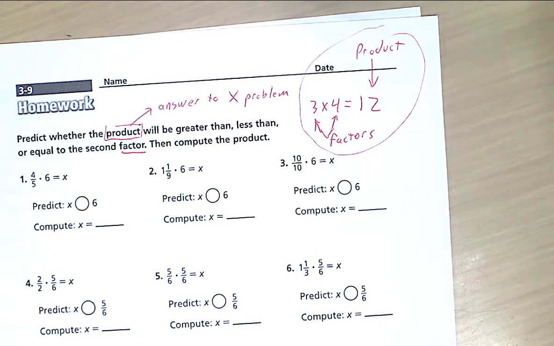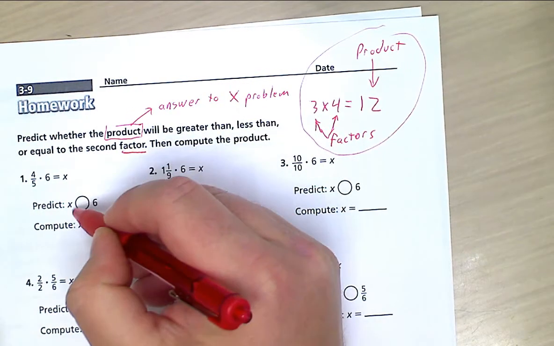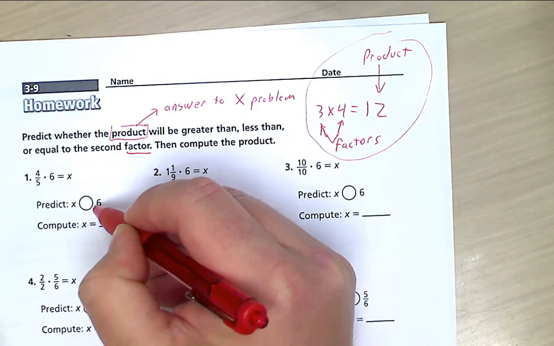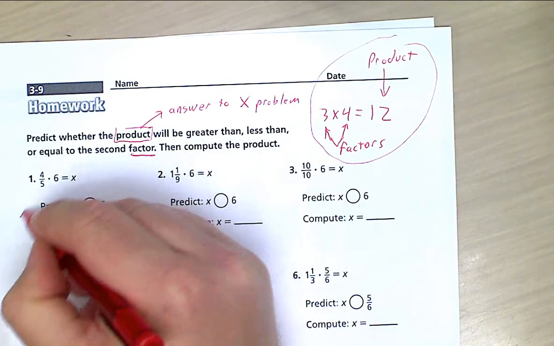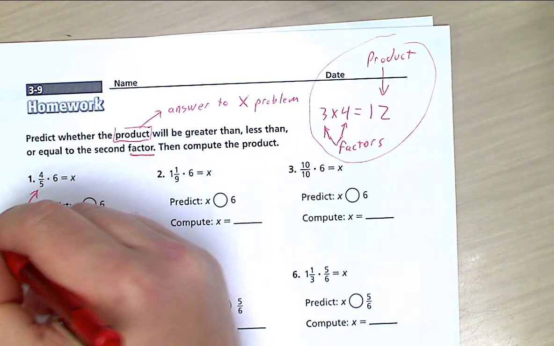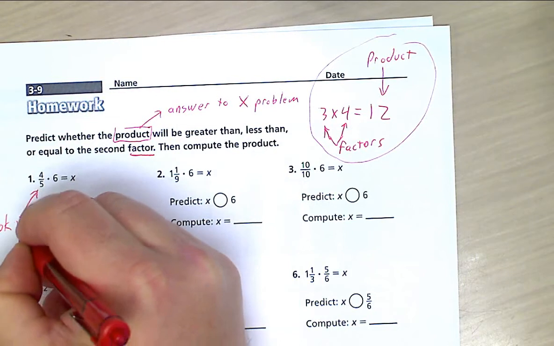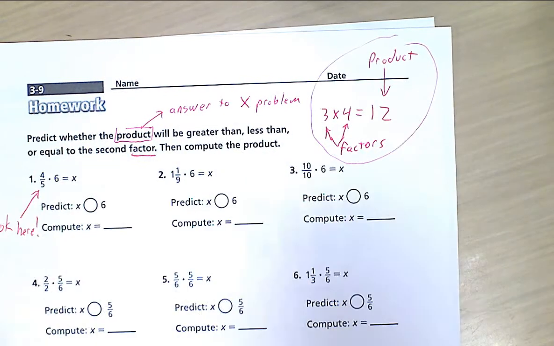Now, we have to predict whether x will be greater than, less than, or equal to 6 for problem number 1. I'm going to show you the super easy shortcut. Are you ready? It says, is x greater than, less than, or equal to 6? So for that, put a little note and an arrow. Look here. Exclamation mark.